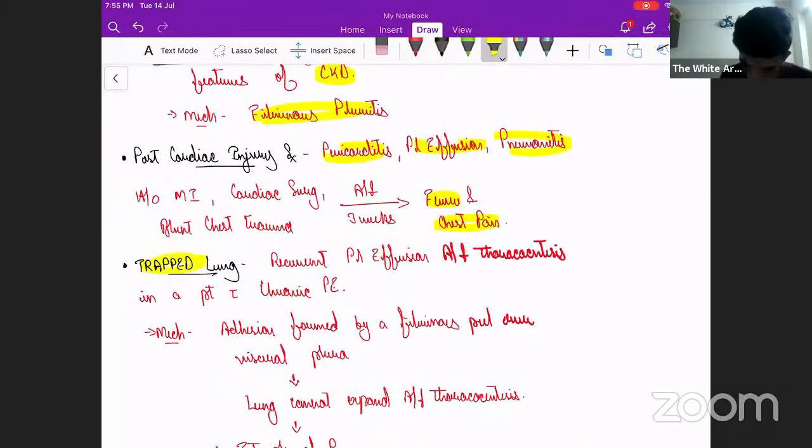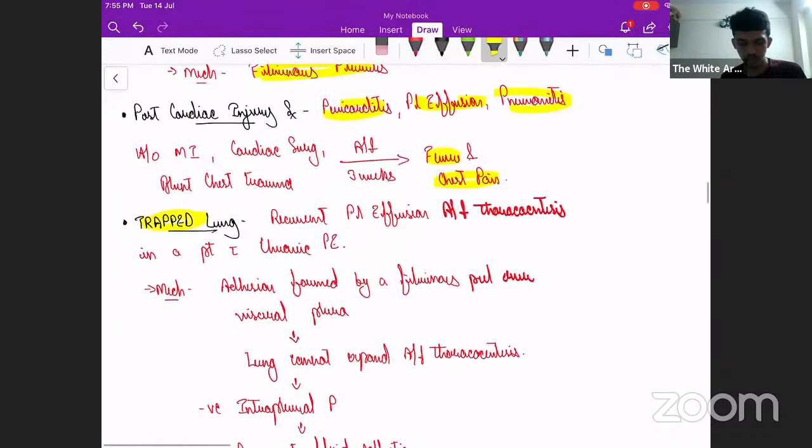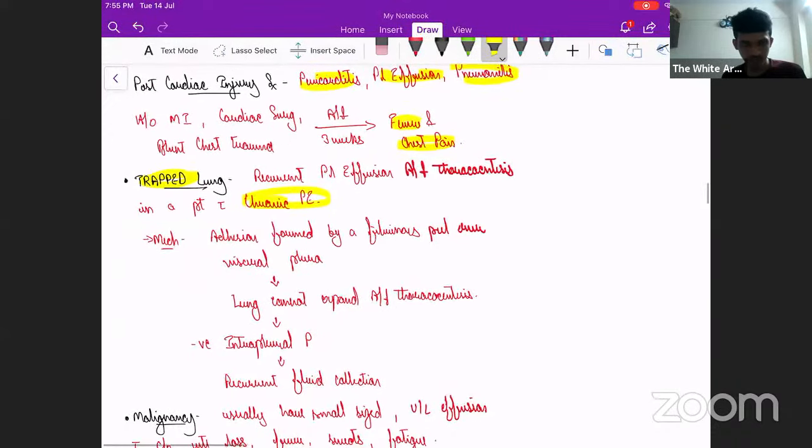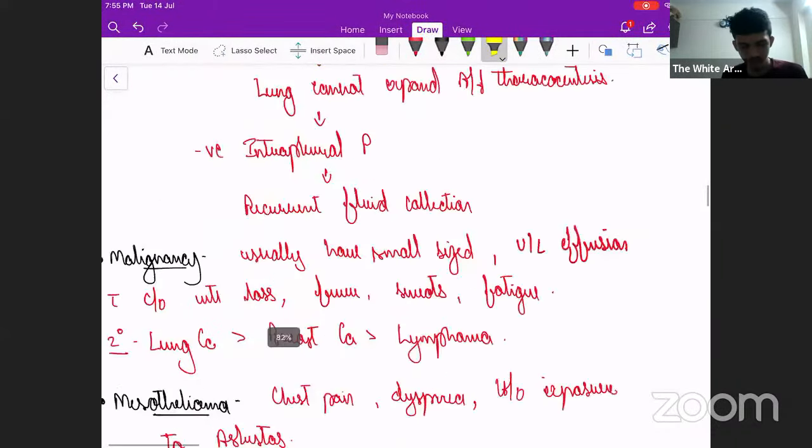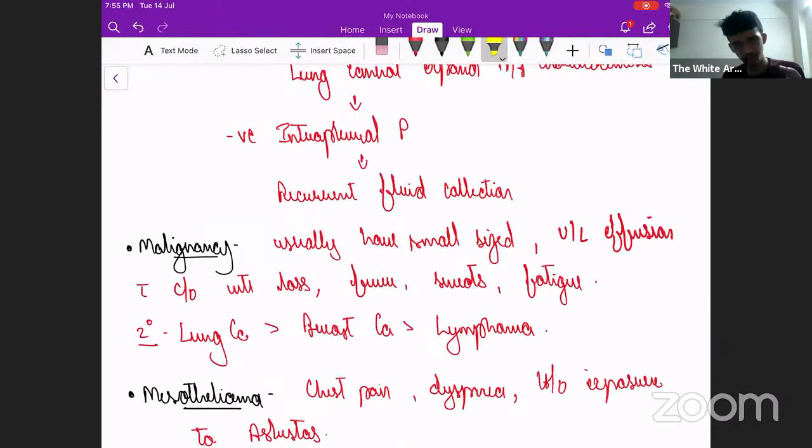Recurrent pleural effusion after thoracocentesis in a patient with chronic pleural effusion. So the mechanism is already explained. Next is malignancy. It's usually a small-sided unilateral effusion. Again, it's very difficult to diagnose because these features might or might not be present. We'll see how to diagnose a malignancy later.